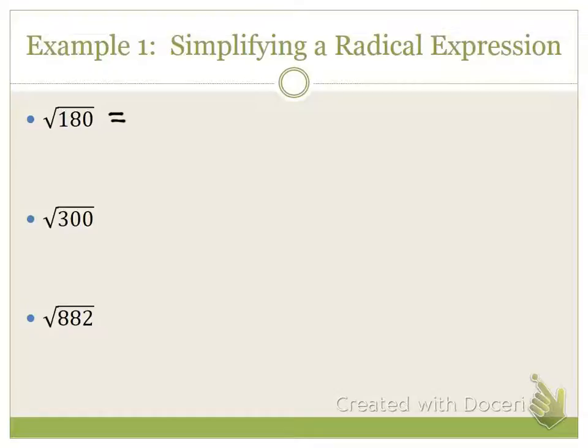Go ahead and take the square root of 180. What's your answer? 6 times the square root of 5. On your homework tonight, this is all you have to show me. So you don't have to show the perfect square factors. However, you have to understand where this 6 came from. How were they able to pull out a 6?